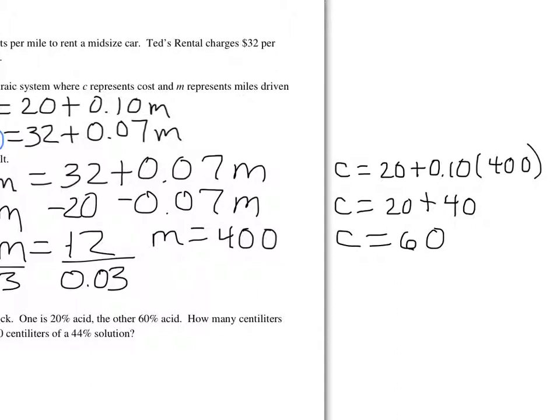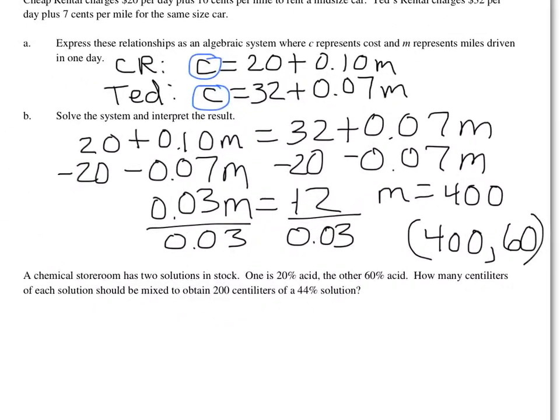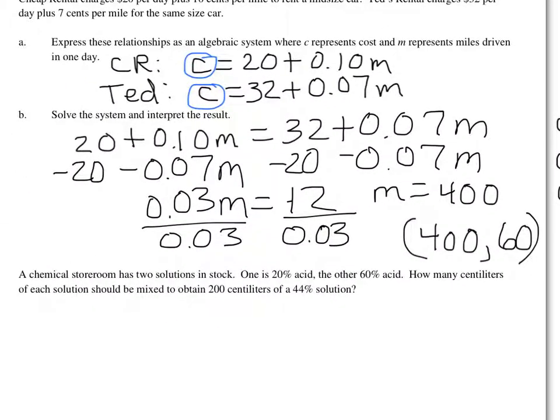So the solution to this system of equations is 400 miles will cost you $60. I put the 400 miles first because the cost depends upon the miles. So what does it mean in terms of this problem? If you drive 400 miles, then the cost of cheap rental and the cost of Ted's rental will be exactly the same. They will both charge you $60.